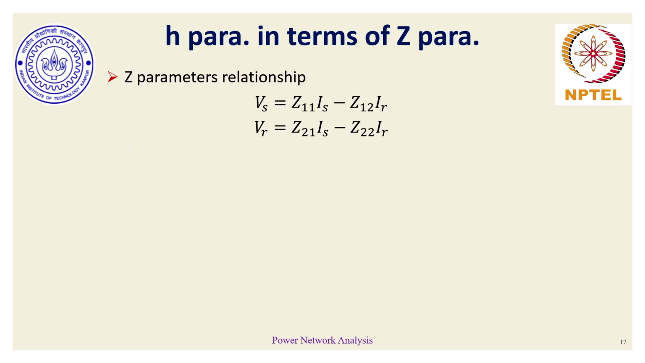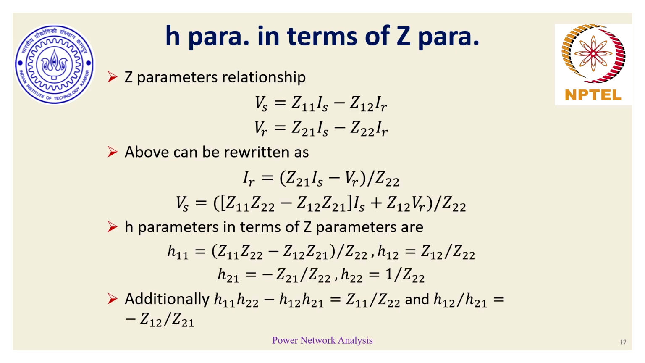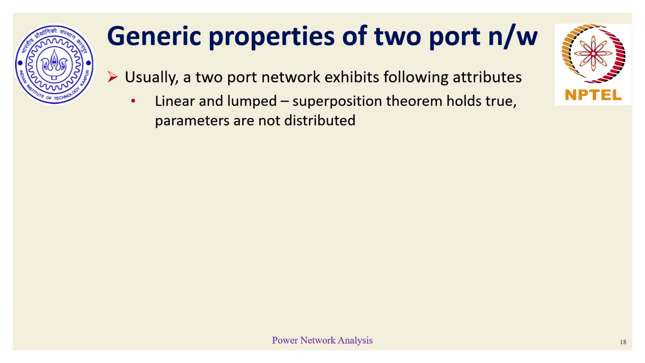And on similar lines, the H parameters can also be defined in terms of Z parameters through corresponding mathematical analysis, provided the inverses or divisions do hold true. So what we have seen here so far in the last 3 slides are Y parameters, ABCD parameters, and H parameters represented in terms of Z parameters. Other parameters can also be represented in other forms. So similar interchanges between these parameters are also possible depending on the need or requirement. A few generic properties of these two-port networks.